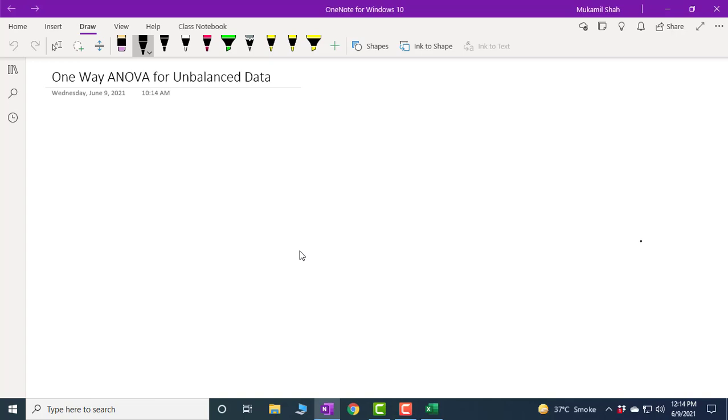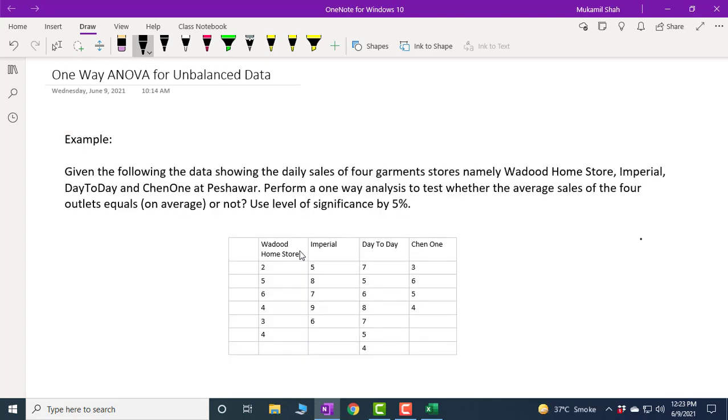Well guys, today we are going to discuss analysis of variance technique for unbalanced data. To understand this, let us take an example. Given the following data showing the daily sales of 4 garment stores, namely Vadut Home Store, Imperial, Day to Day and Chinwan at Peshawar, perform a one-way analysis of variance to test whether the average sales of the 4 outlets are equal or not. Use level of significance of 5%.